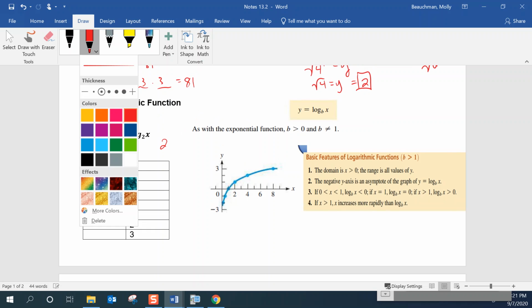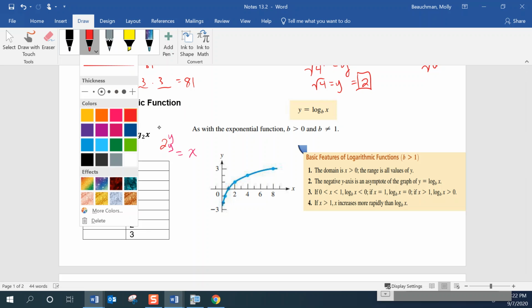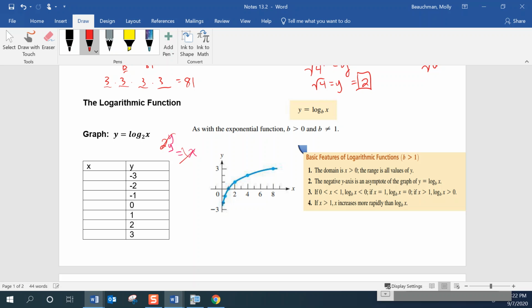2 to the power of y is equal to x. Let me try that again. Technical difficulties on the pen. All right, I'll try it down here. 2 to the power of y, there we go, is equal to x. All right, 2 to the power of y equals x.